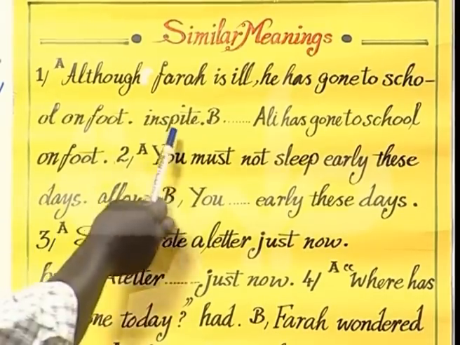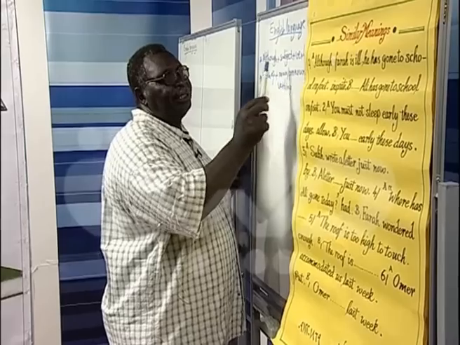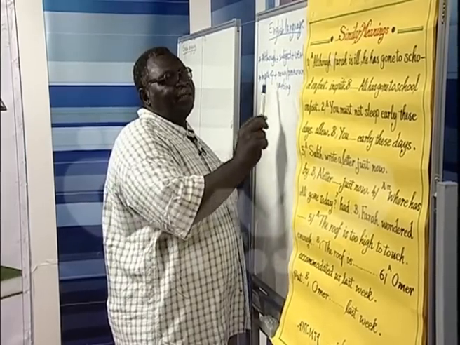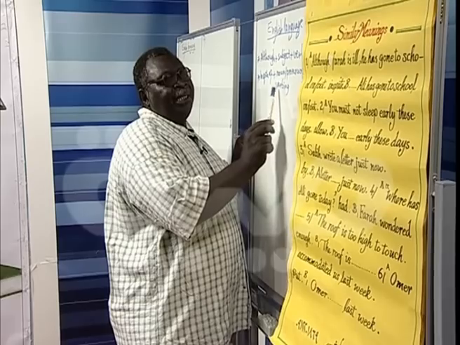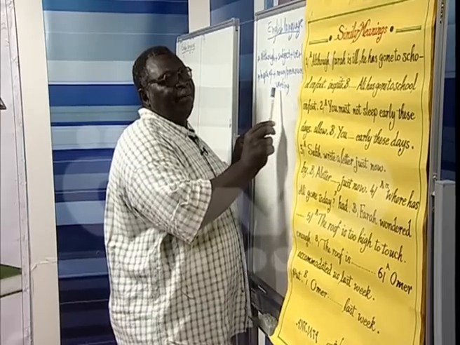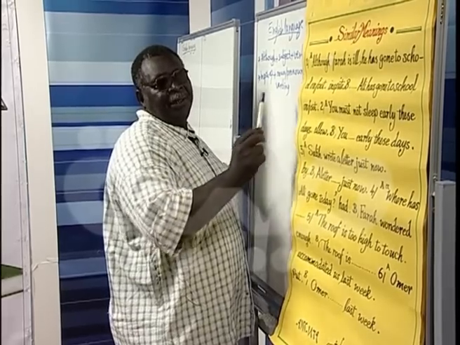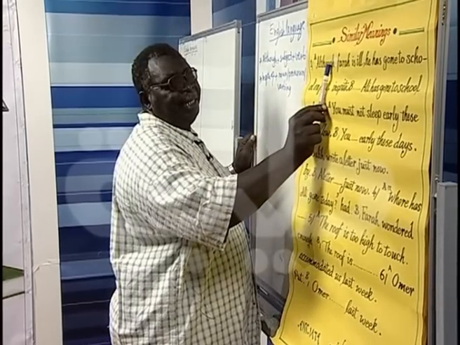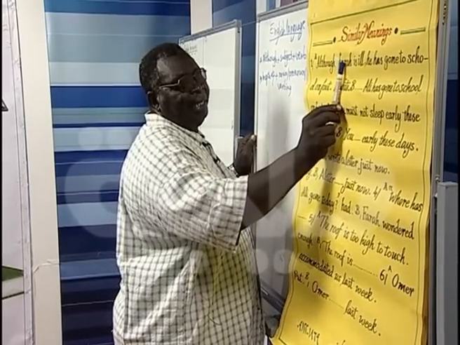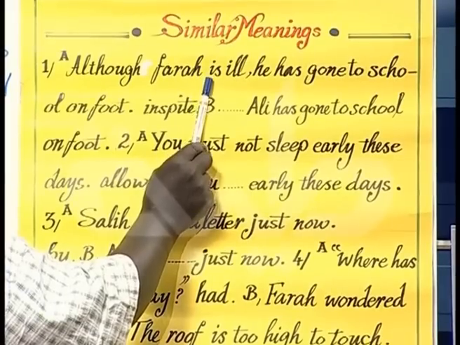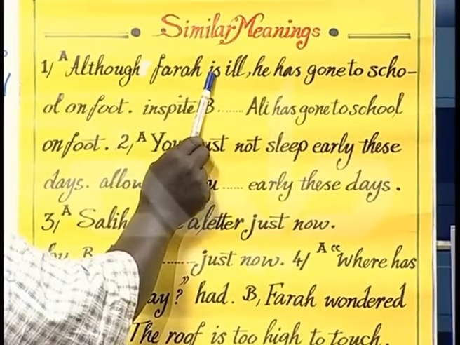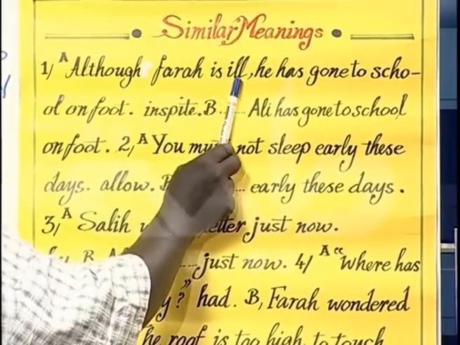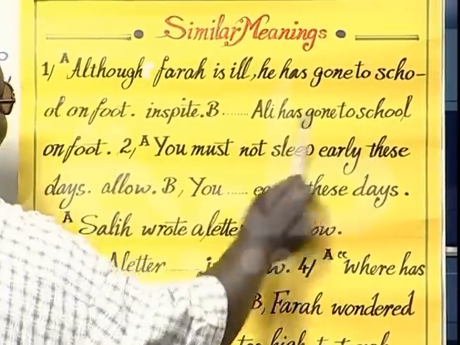Let me repeat this again. Of course, you can use this option, or this option, أي من الخيارات الثلاث. But I always advise my students to answer their questions using this one because it is very simple. If you want to use this one, although will be rejected, Farah, the subject, will be rejected, and you will have is, the stem verb be. You add ing to the verb be, it's going to be being. So it's going to be: in spite of being ill, Ali has gone to school on foot.